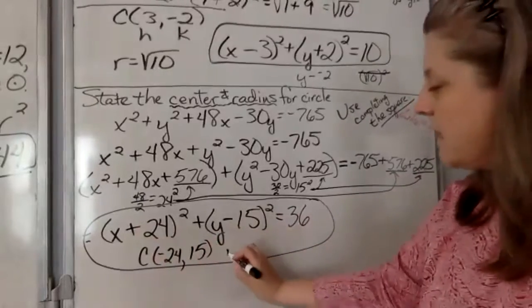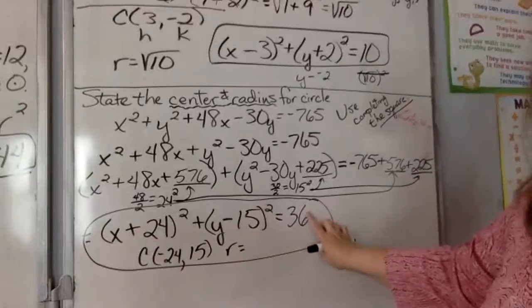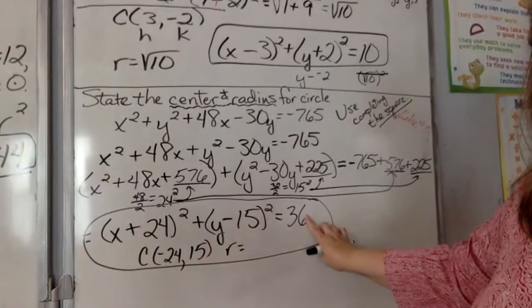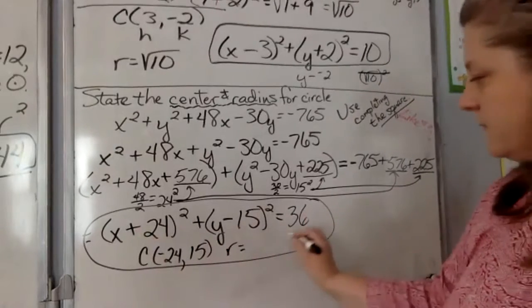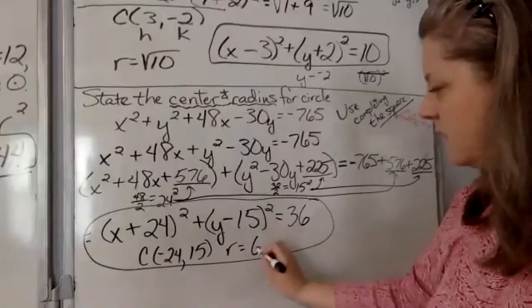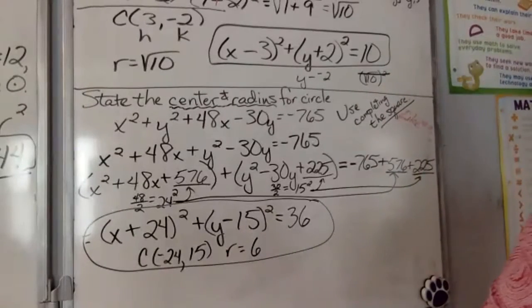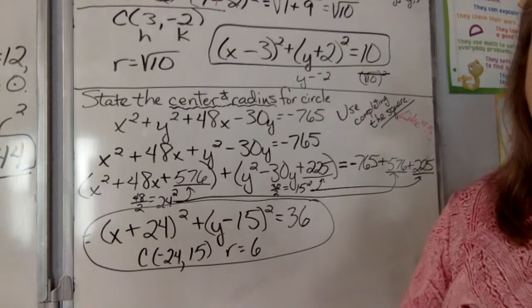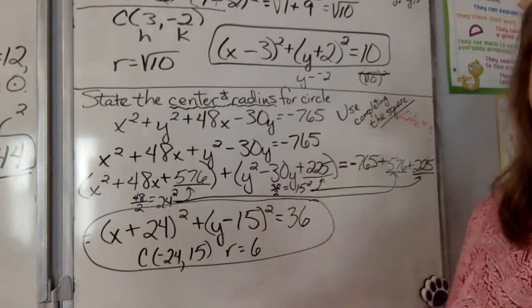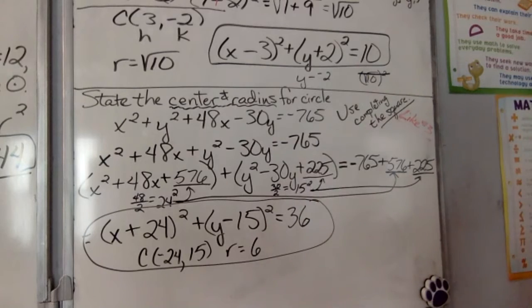10. And then my radius is the square root of 36. So what times itself equals 36? 6. So your radius is 6. So that's what you do on number 3. So like I said, that one's the longest. When I go to work on my quiz, I would probably do that one first because I know that one's the longest, the most complicated.